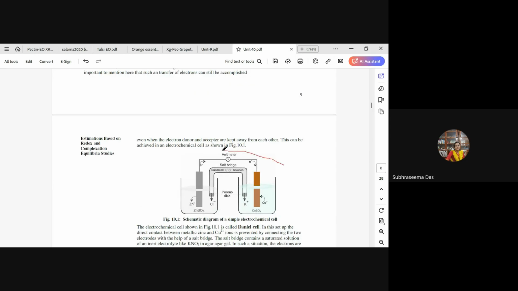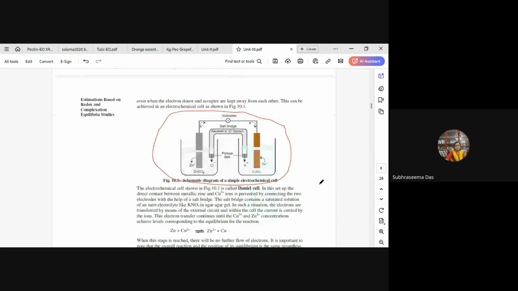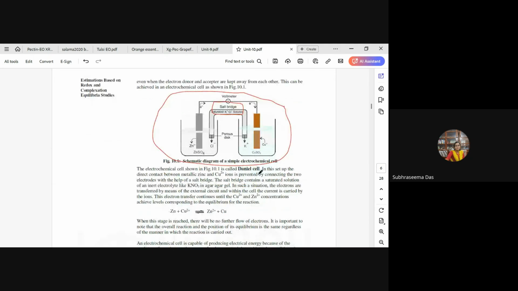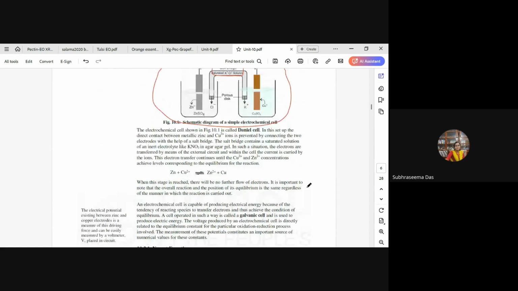This entire process is shown in figure 10.1, which is called the simple electrochemical cell or a Daniell cell. In this setup, zinc sulfate and copper sulfate are taken. The direct contact between metallic zinc and Cu2+ is prevented with the help of a salt bridge, which is mostly a saturated KCl or KNO3 solution. The electrons are transferred by means of an external circuit, and within the cell the current is carried by the ions.